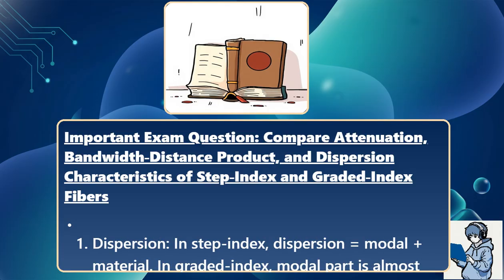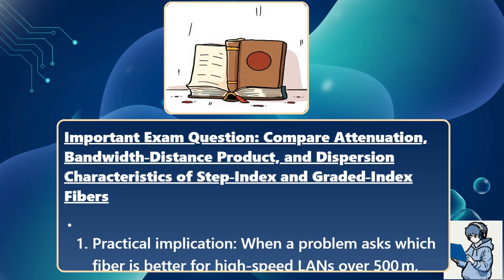3. Dispersion. In step index, dispersion equals modal plus material. In graded index, modal part is almost null. The remaining dispersion is material and a residual waveguide term. Therefore, at 850 nanometers, graded index fibers can carry 10 gigabits per second over 300 meters, while step index cannot. 4. Practical implication. When a problem asks which fiber is better for high-speed LANs over 500 meters, the answer is graded index, OM3 or OM4, because of its superior bandwidth distance product and low modal dispersion.